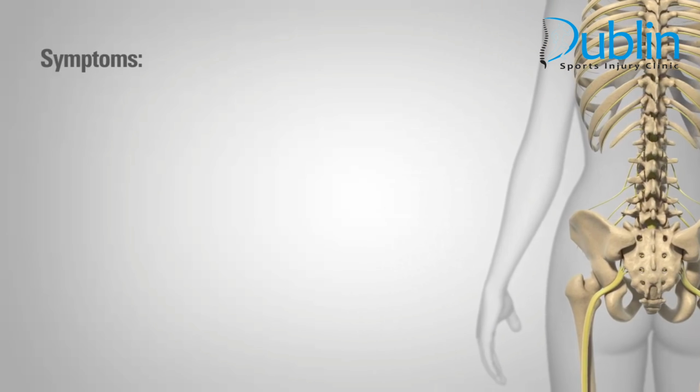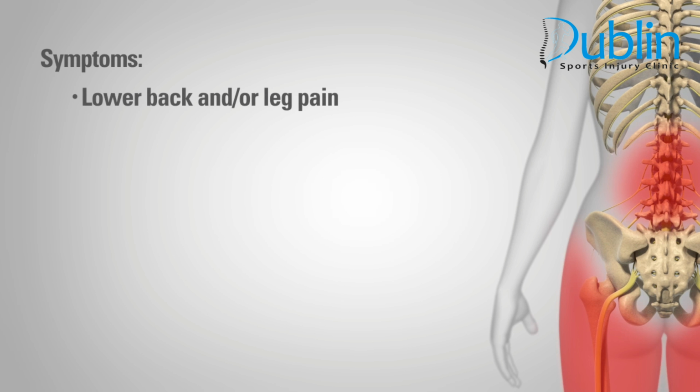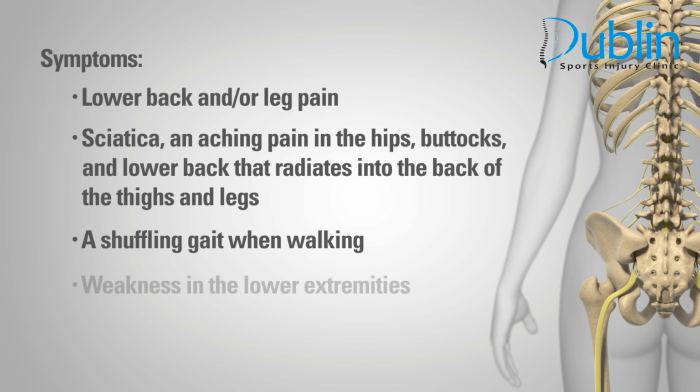The symptoms of spondylolisthesis may be lower back and leg pain, sciatica, an aching pain in the hip, buttocks and lower back that radiates into the back of the thighs and the legs, a shuffling gait when walking, weakness in the lower extremity, or abnormal posture. If you experience any of these symptoms, we recommend you visit your physical therapist and ask them for advice.